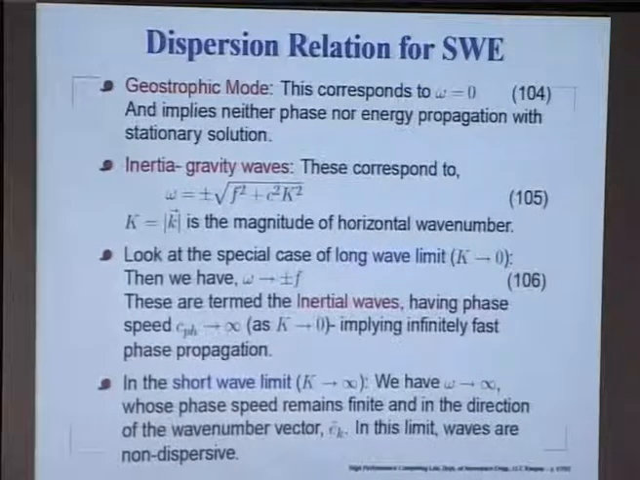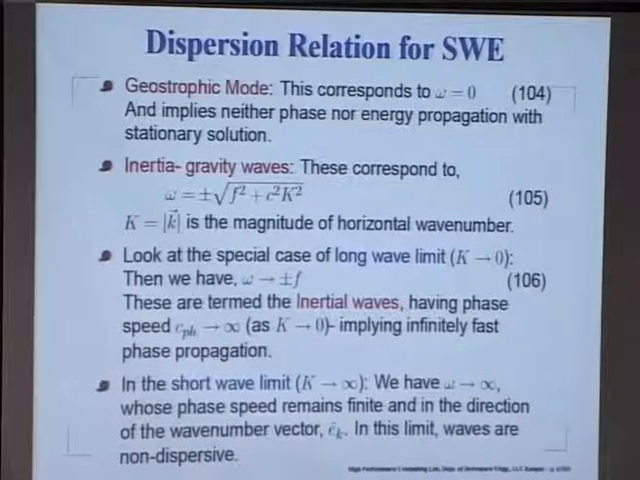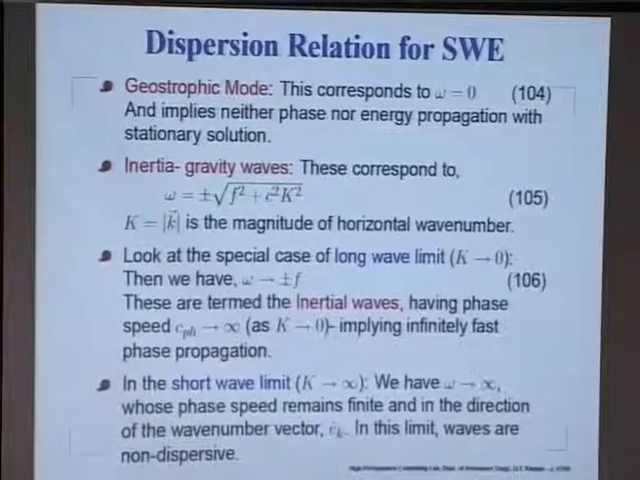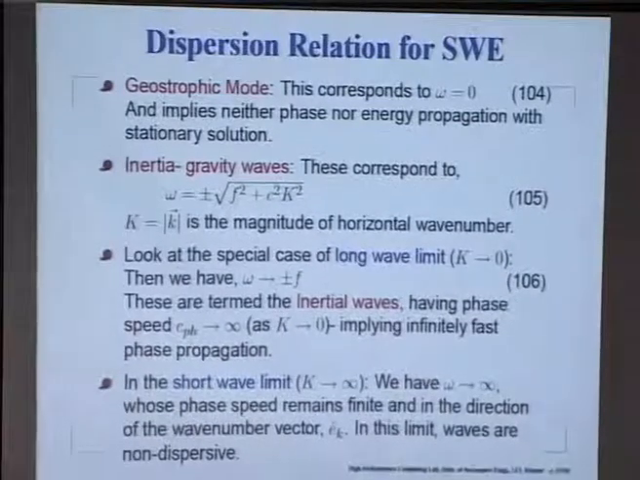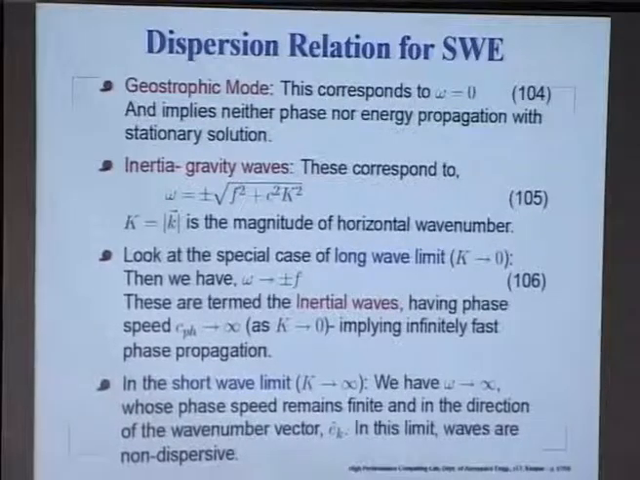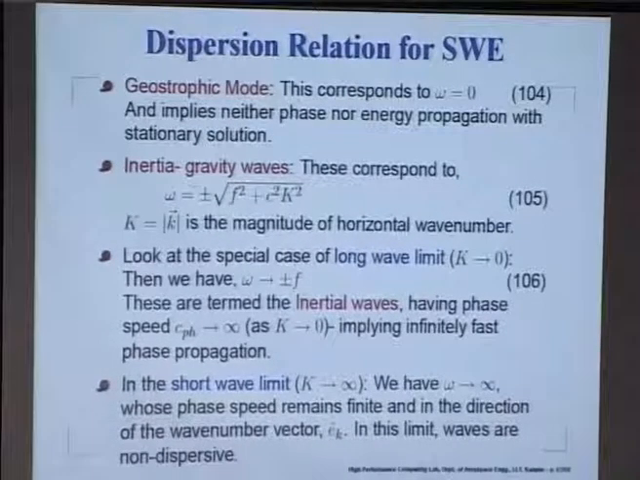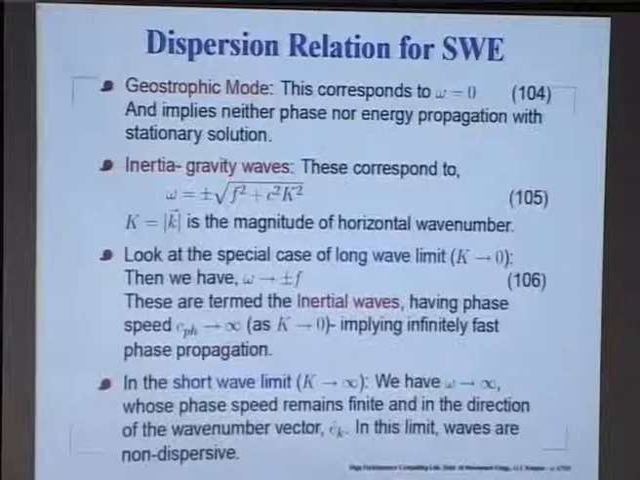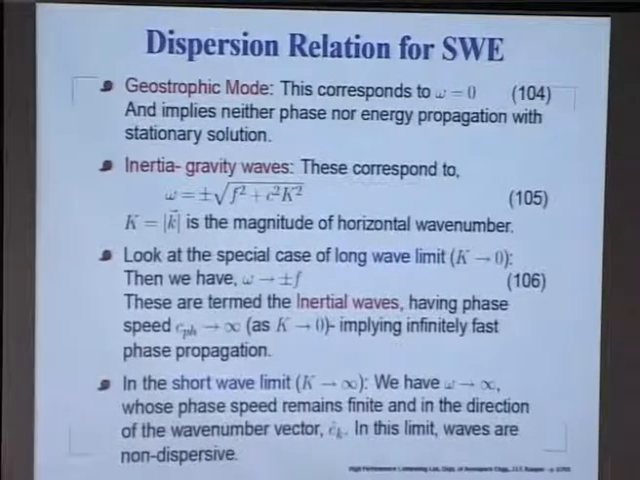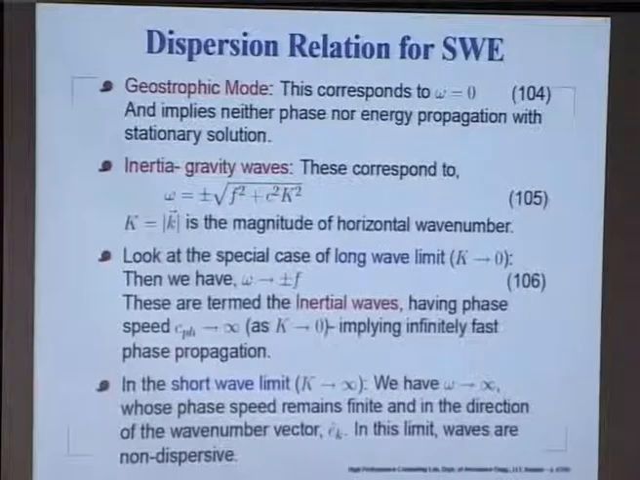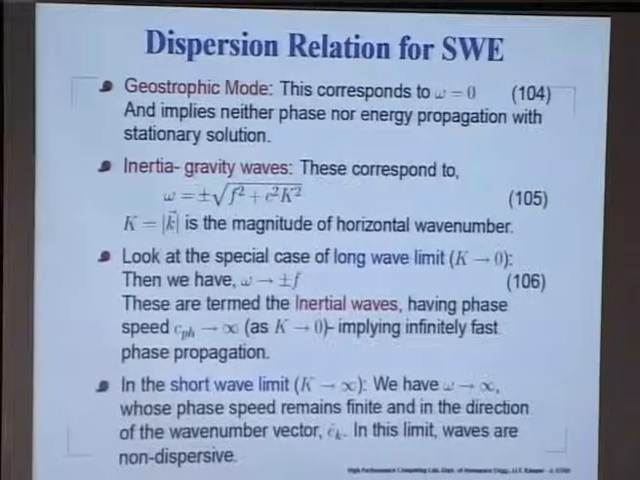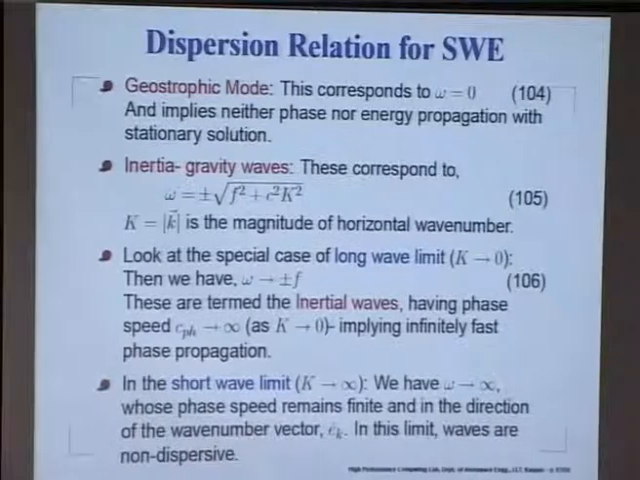The root that corresponds to omega equal to 0 is what is called a geostrophic mode. This implies neither phase nor energy propagation, because it is a stationary solution, right, omega equal to 0. So, there is no question of dispersion, whereas the other factor indeed gives us omega as a function of k in the horizontal plane. So, in that horizontal plane we can talk about the magnitude of this horizontal wave number that we are calling here by capital K. So, that is what we get.